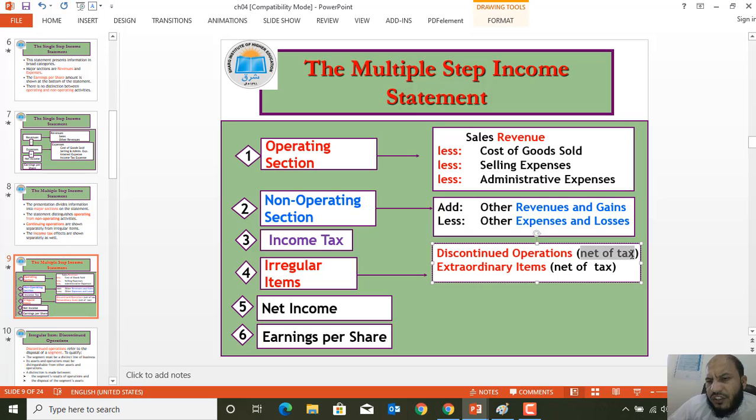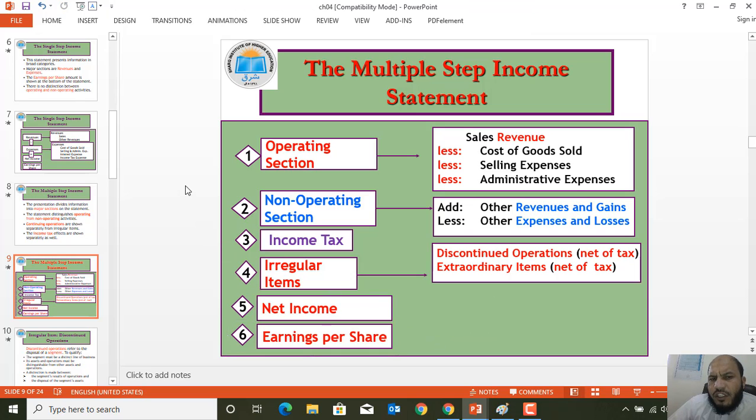And net of tax. Net of tax means that we should deduct the tax benefit or the tax amount from all these, and then we should show the tax-free amount there. First of all, we should deduct the taxes, and then we should show this amount in our income statement. So in the fifth step this will give you the net income of the company, and then finally you will have the earning per share for the company.